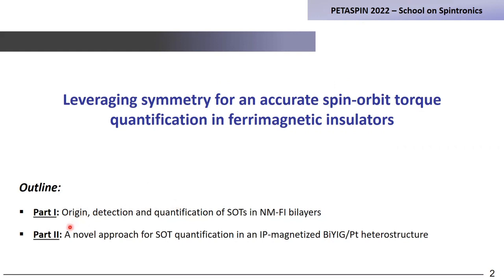Subsequently, in the second part of the talk, I will show a novel methodology that we have developed for spin orbit torque quantification, which relies on harmonic Hall detection and macrospin simulation. And finally, this methodology will be tested on a BGIG platinum bilayer with in-plane anisotropy. And I will show you how the Joule heating induced by the injected current can actually modify the spin transparency at the interface.